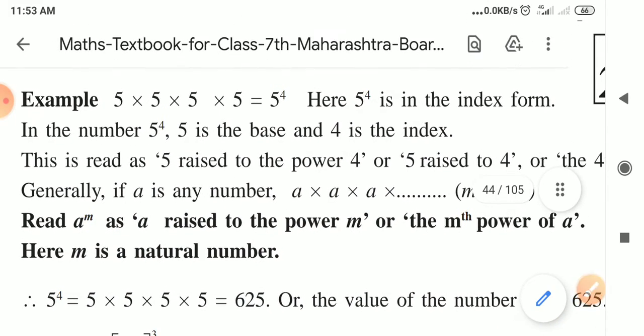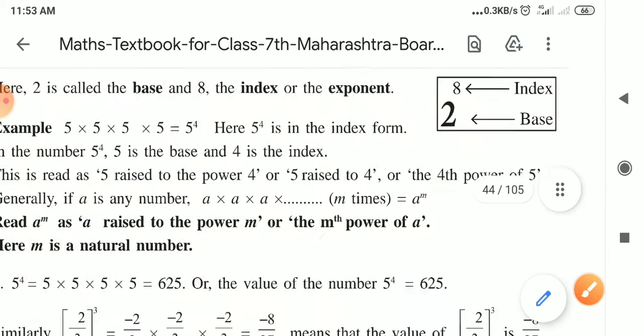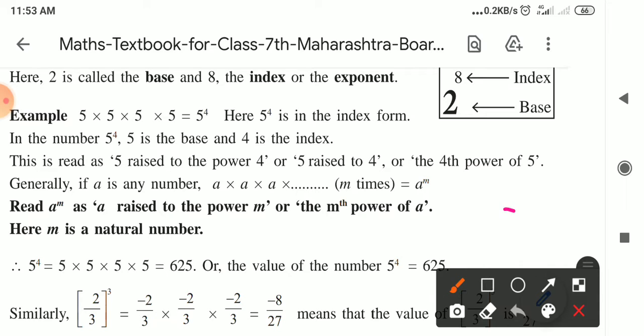And we can read it in two ways, as I just told you. 5 raised to the power 4, or 5 raised to 4. You can read it in this way also. One more method is given here: 4th power of 5. So 5 raised to 4 we can read as 4th power of 5, 5 raised to 4, or 5 raised to the power of 4.